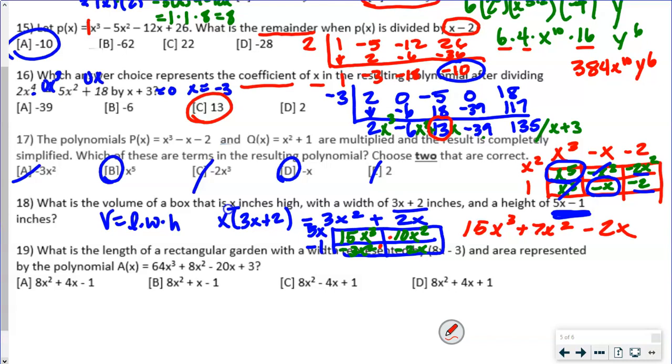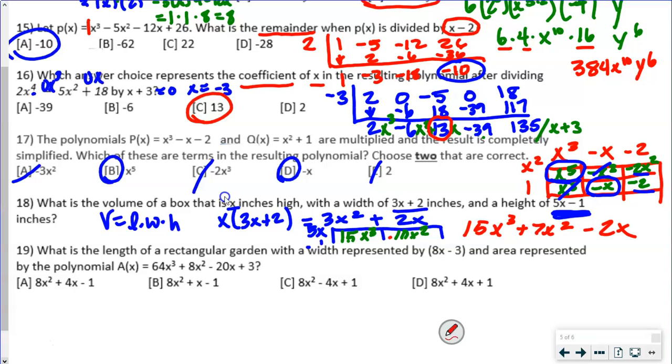All right, so the number 19. What is the length of a rectangular garden with the width represented by 8x minus 3, and the area represented by the polynomial? Okay, I'm going to have to erase that, y'all, because I can't read it. Okay, so this is what we know.